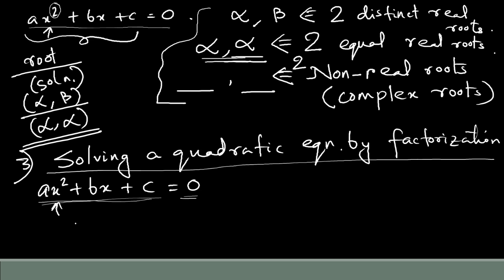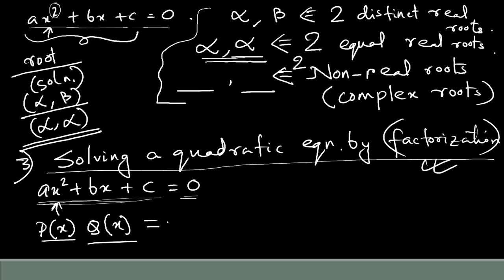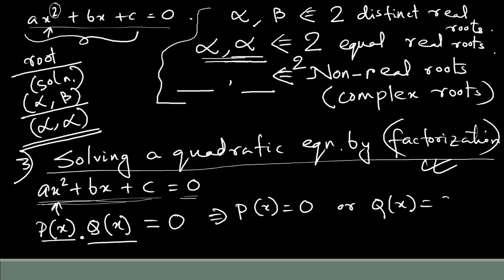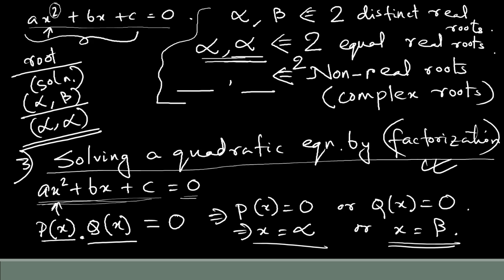Okay, so basically what we attempt to do by the factorization method is convert this expression ax square plus bx plus c into two linear expressions in x, px times qx equals 0. When we do this, we can also write px equals 0 or qx equals 0. From here we will get one value of x, and from here we will get another value of x. So these two will be the roots of this equation ax square plus bx plus c equals 0.